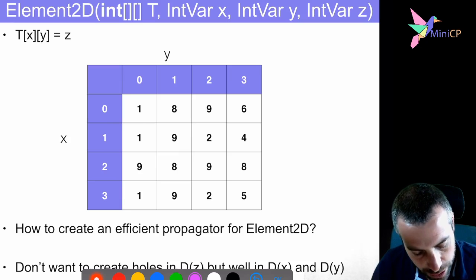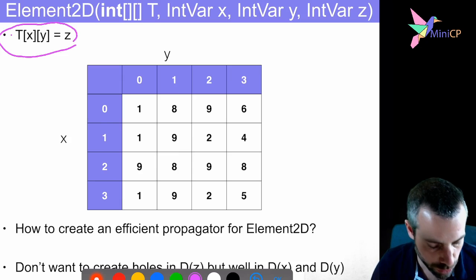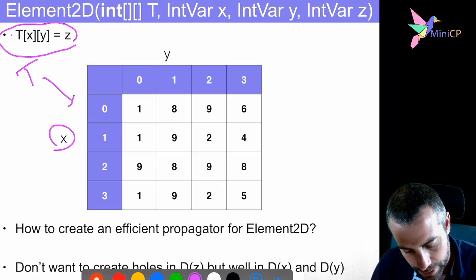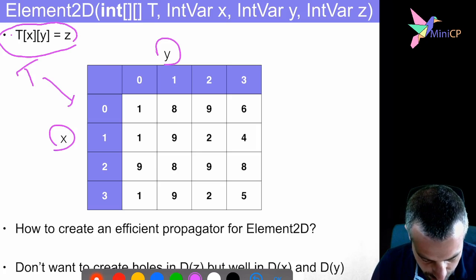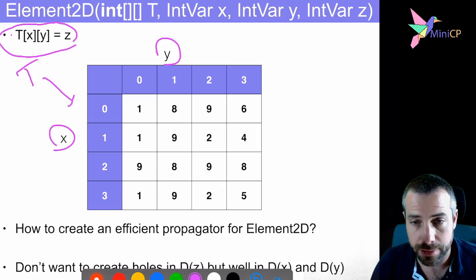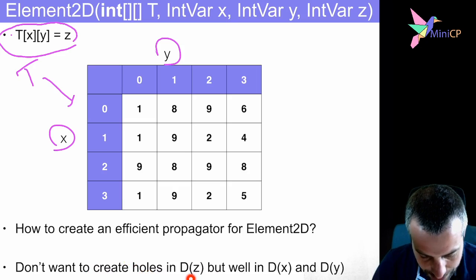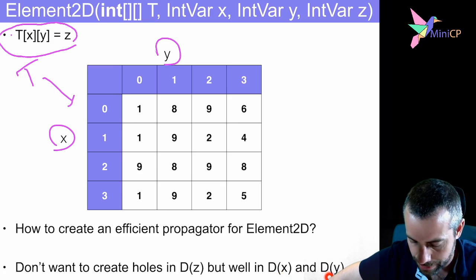And this is really what we needed for modeling the quadratic assignment problem. Okay, so this is my array T that is represented here. Here I have the variable X and I've got the variable Y. How to create an efficient propagator for this constraint? It's quite difficult to implement. So what we will do, we will use a small relaxation. We will decide not to create any holes in the domain of Z, but we are willing to possibly create holes in the domain of X and Y.